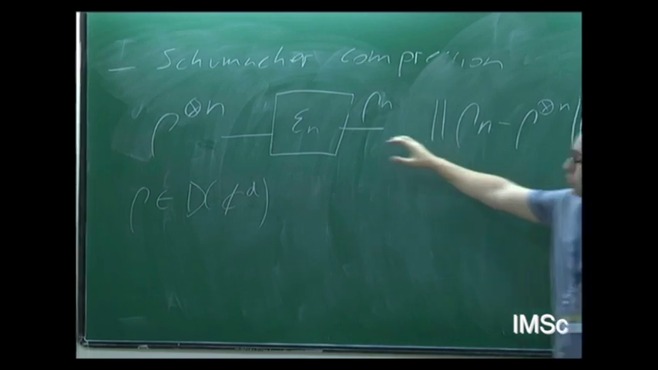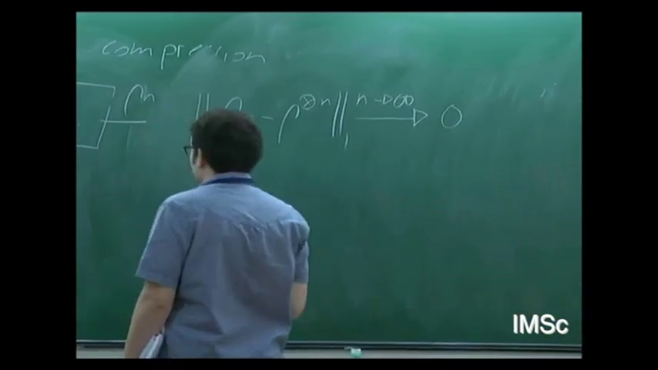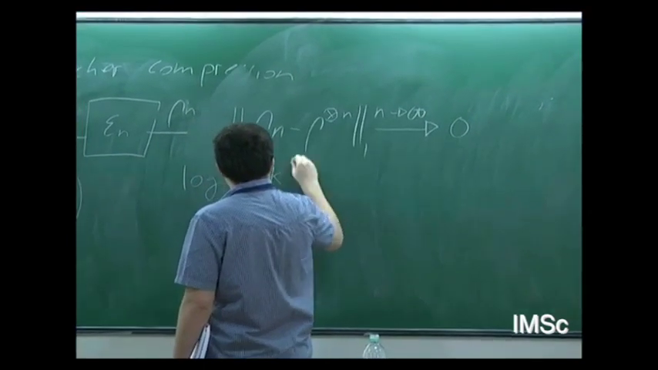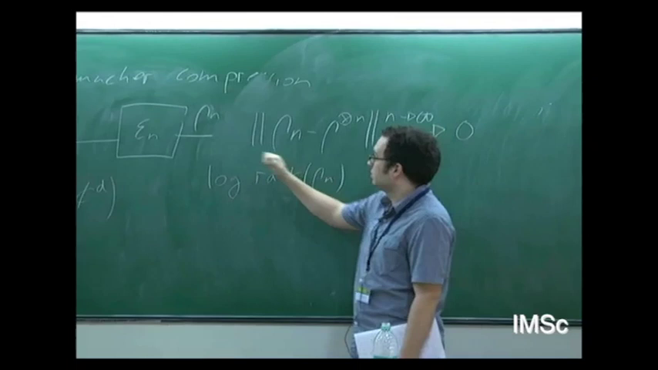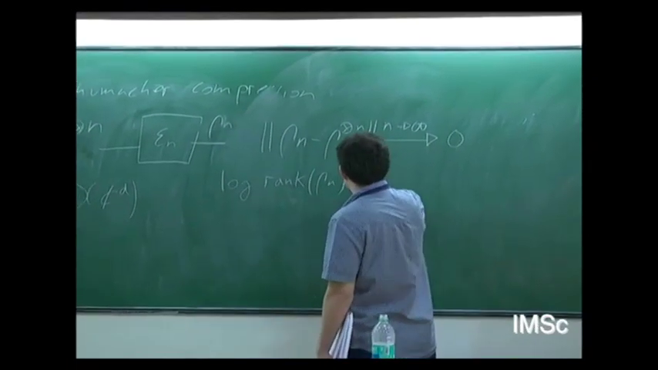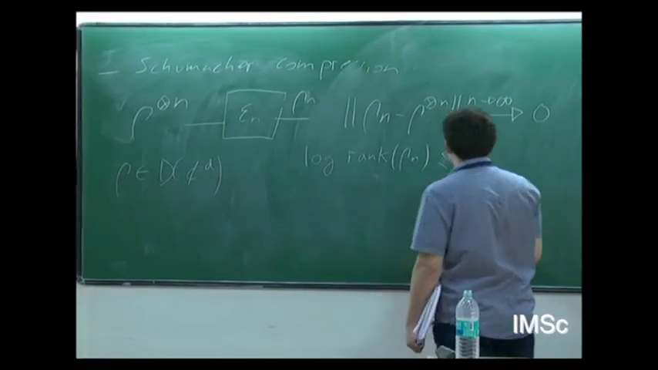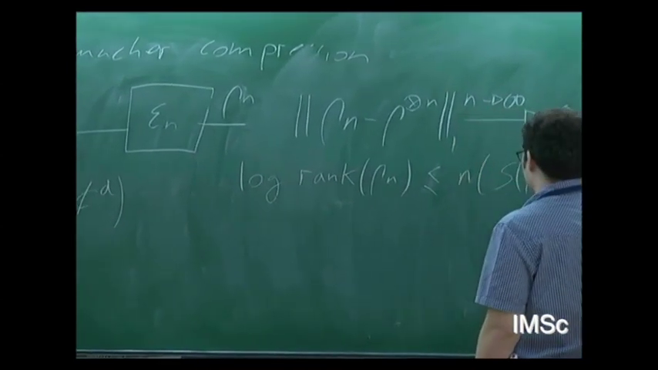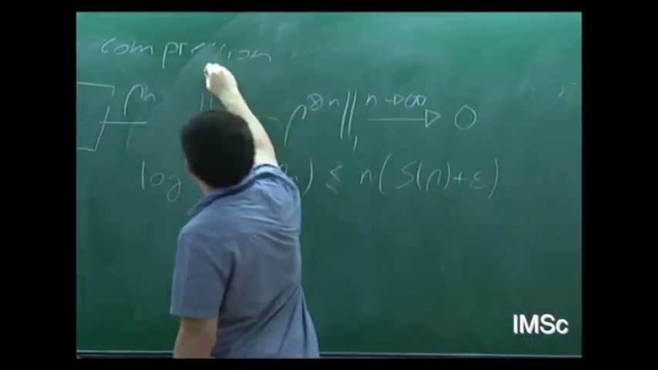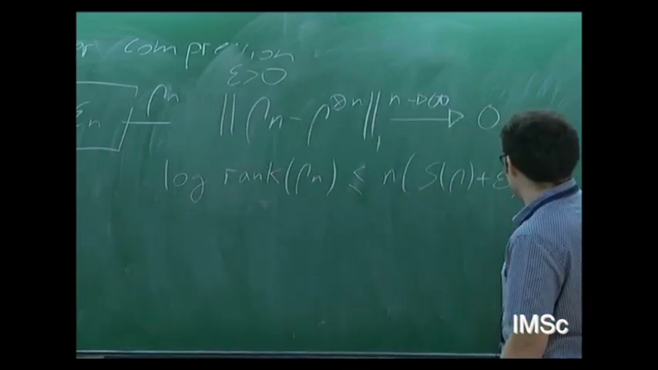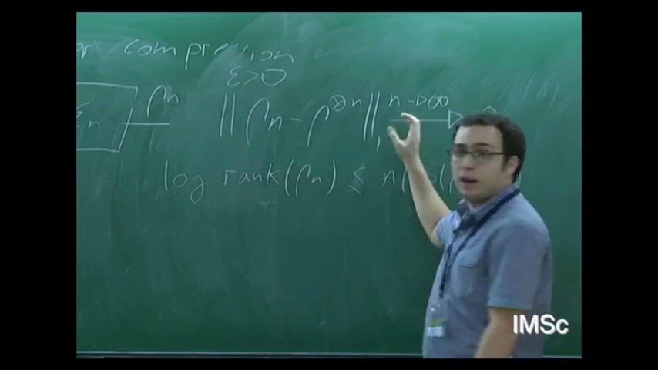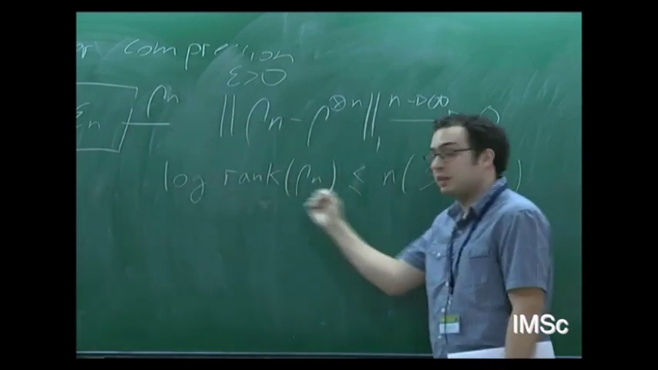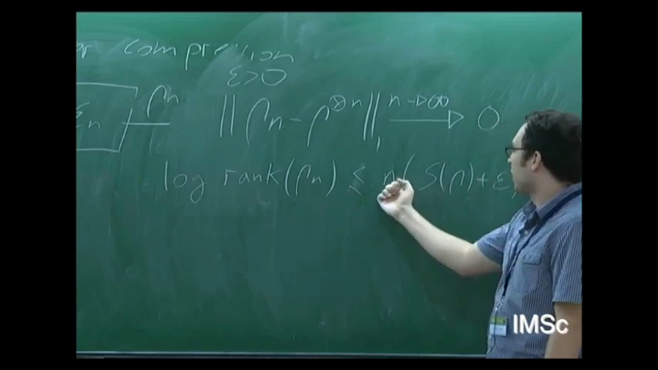So in the limit of many copies, this is a very good approximation of the state of n copies of rho. And the important thing is that if you look at the log of the rank of these states, this is the number of qubits that we need to store them. There is some epsilon n for which this is always smaller than n times the entropy of rho plus epsilon, and this is for any epsilon you want. Just pick any epsilon bigger than zero and you have this relation. So it tells you that if you allow for some small inaccuracy, all the information about the state rho and copies of it can be encoded in a space of much smaller dimension, with the number of qubits growing like n times the entropy.